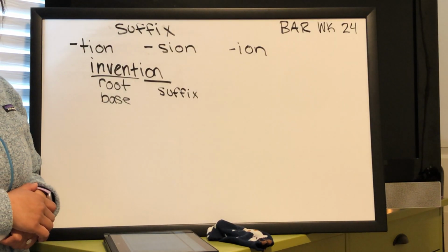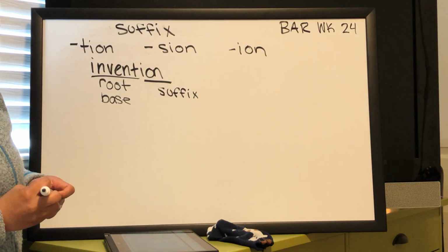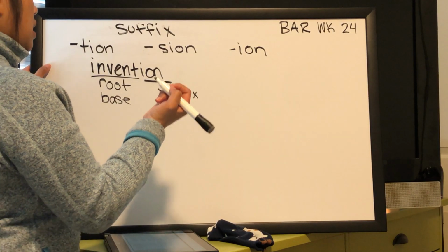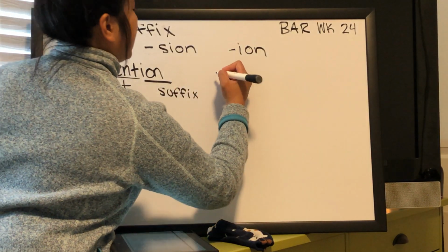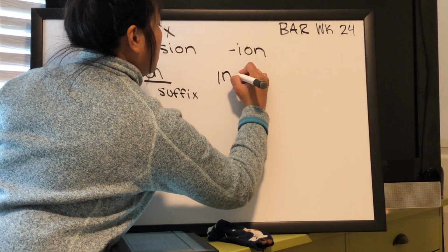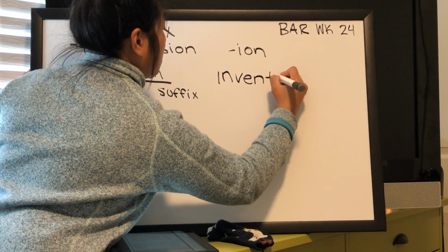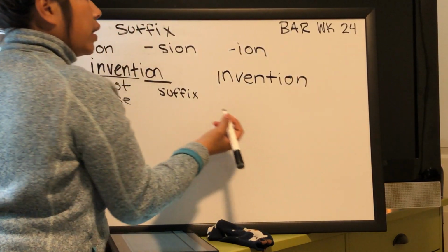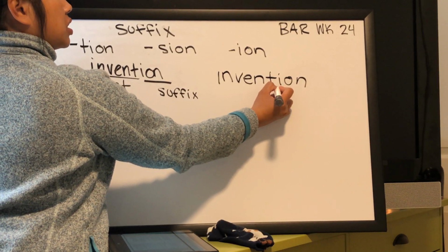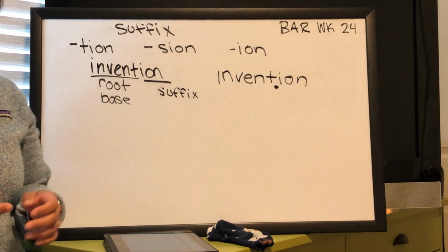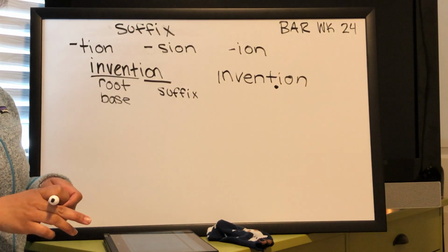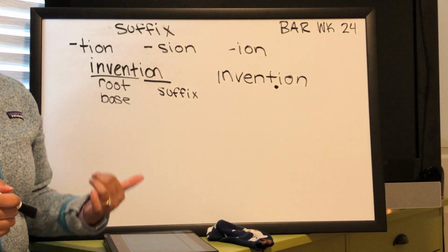Okay, so what we're going to do with invention now is go ahead and separate the root and the suffix indicated by a dot, which is what we are familiar with in the classroom. You are going to put a dot to separate the base or the root word and the suffix, just like this. For each word in the resource that I'm going to provide, I would like for you to do what I just modeled with the word invention.